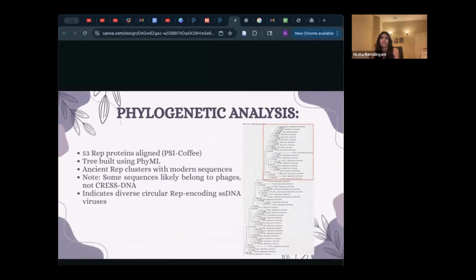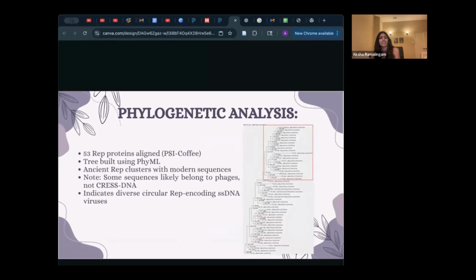So next we did our phylogenetic tree analysis. Our tree includes 53 replication-associated proteins from both ancient and modern samples. We built this using the PSI-Coffee alignment and PhyML. The main takeaway is that the ancient rep in the phylogenetic tree did not sit alone. It clusters with a modern clade that suggests there is some continuity from the ancient and the modern DNA sequences.